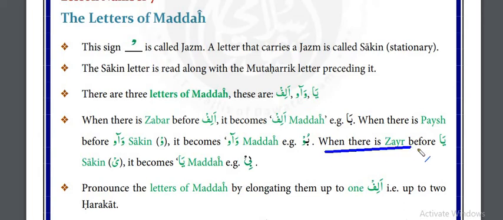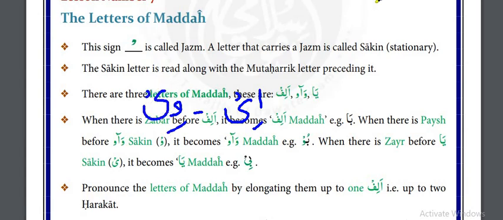Next, when there is Zir before Ya Sakin, it becomes Ya Maddah, e.g. Ba Ya Zir, B. When Ya has Jazm and Zir comes before it, Hamza Ya Zir, E. Waw Ya Zir, B.